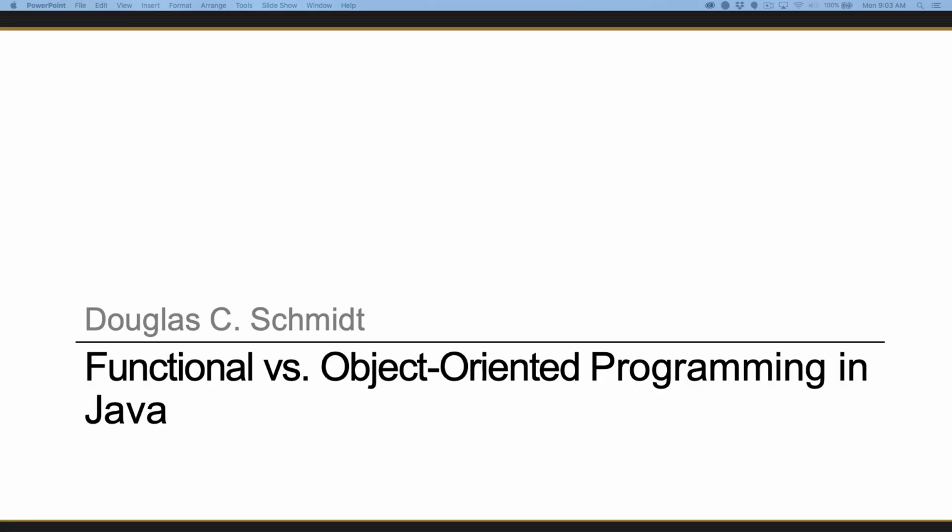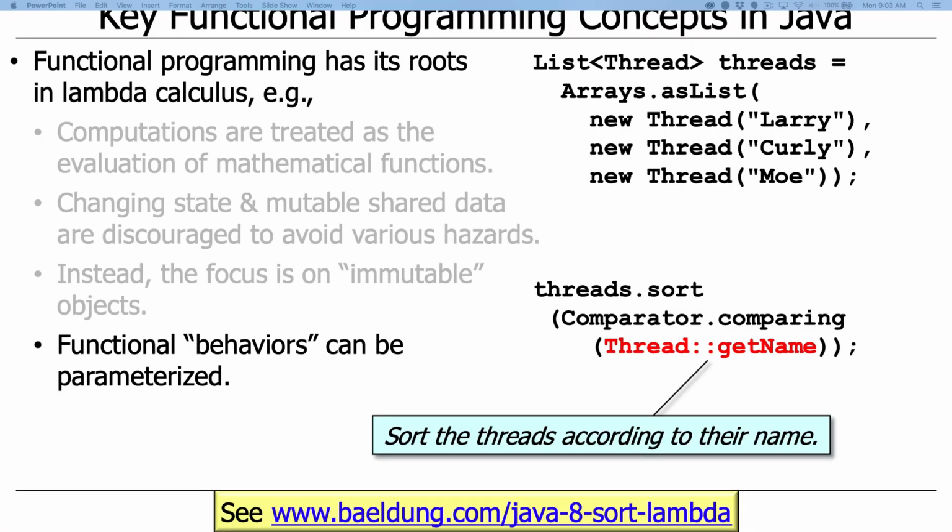So now that you've had a very introductory taste of functional programming with those key concepts, computations are treated as the evaluation of mathematical functions, avoid changing state, avoid mutable shared data, focus on immutable objects, and you can parameterize behaviors. Those are the 3 or 4 key themes of functional programming.